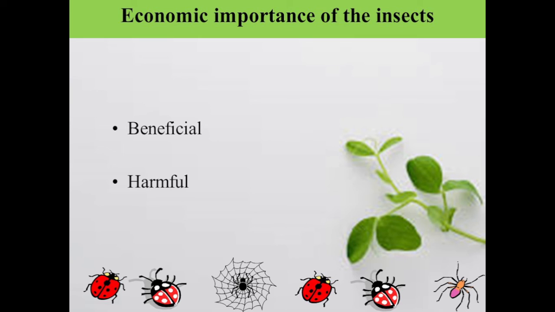Insects are both beneficial and harmful. Beneficial insects include the lac insect. They produce lac. Honeybees produce honey for us. Many insects help in pollination. Several insects act as natural enemies for pests, while some insects can be harmful for us. They can be pests.